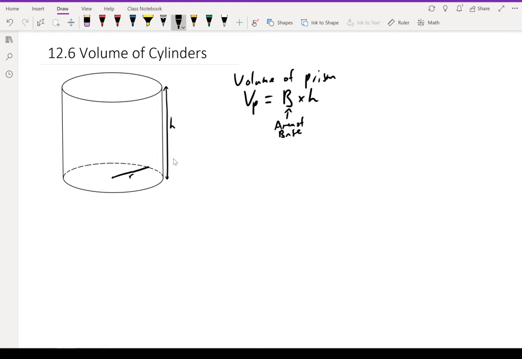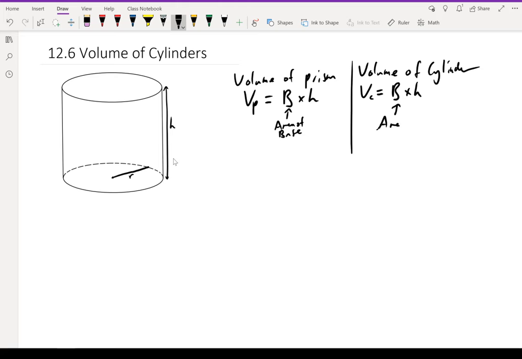So it is very similar for volume of cylinder. Cylinder kind of looks like a prism, but it doesn't have a base of a polygon. It has a base of a circle. So the volume of cylinder, V of C, volume of cylinder, is actually the same. It is the area of the base multiplied by the height.